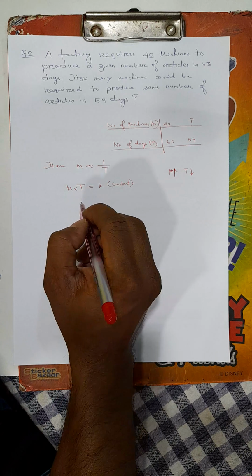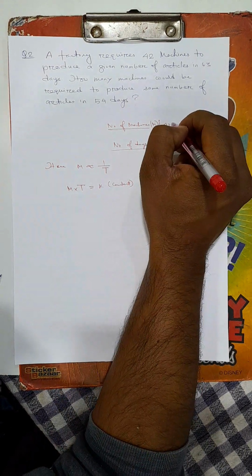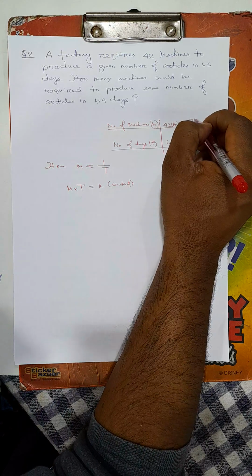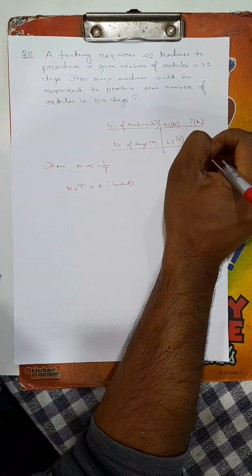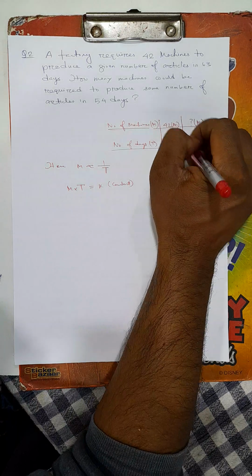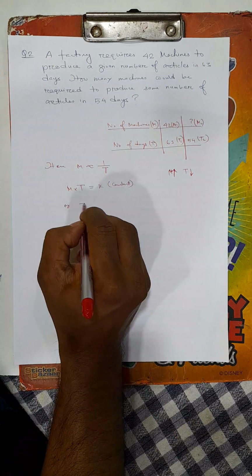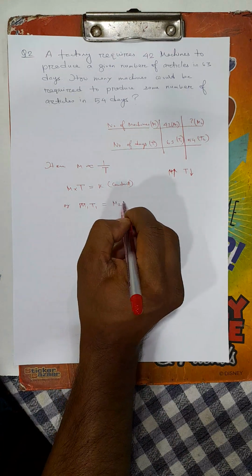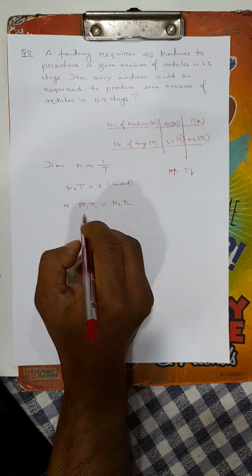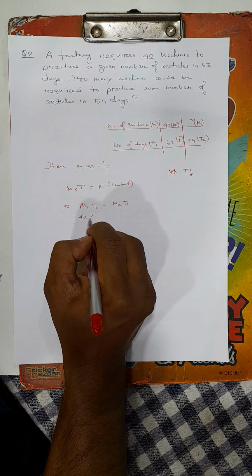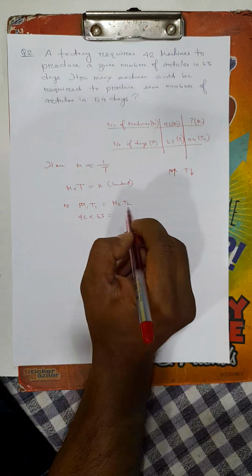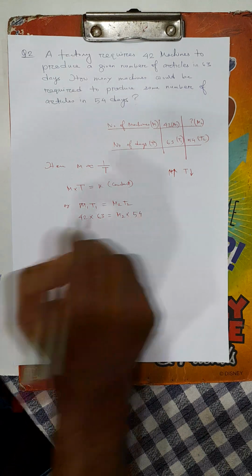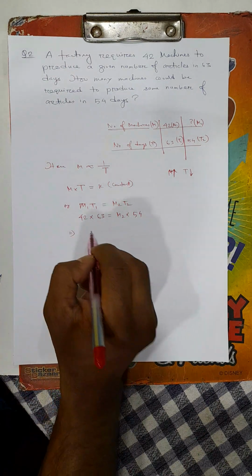Right? Or you can say, suppose this is M1, this is T1, this is, we do not know, M2, this is T2. Or M1 T1 equal to M2 T2. So what is M1 here? 42. T1 means 63. M2, we do not know M2. T2 is 54.